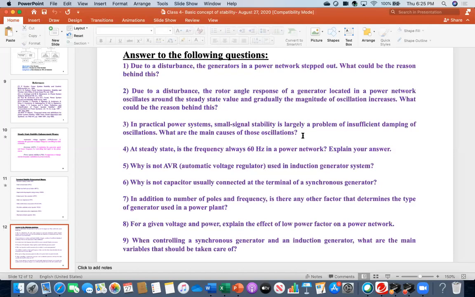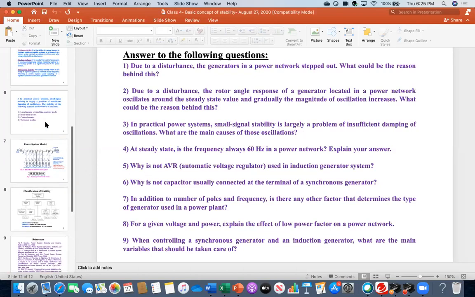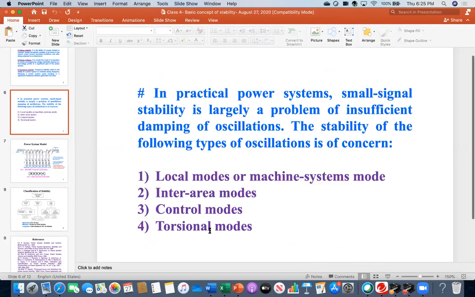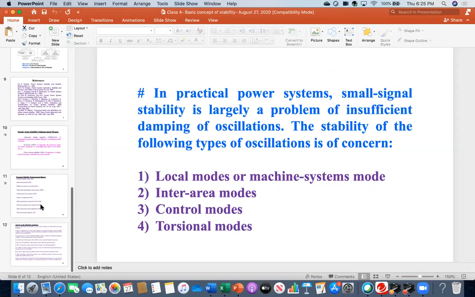Hello, Naga. Yes, are you here? Yeah, I am here. Okay, so what could be the answer for question number 3? In a practical power system, it could be due to oscillations caused by torsional modes or control modes, inter-area modes that we discussed in previous slides. Exactly, that is the answer. We discussed these things in this slide. Those four are the answers: local modes, inter-area modes, control modes, and torsional modes. That is the answer. So thank you.